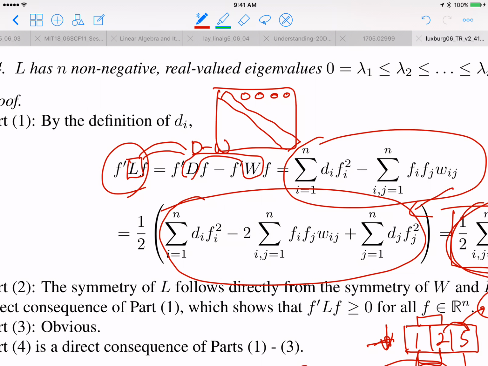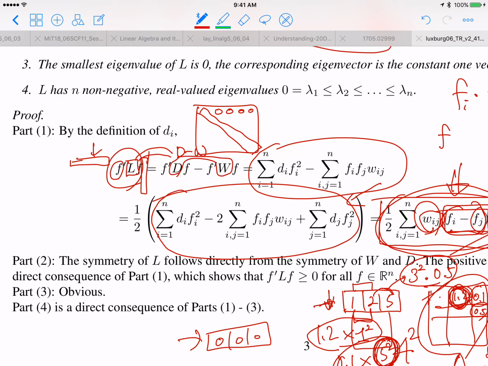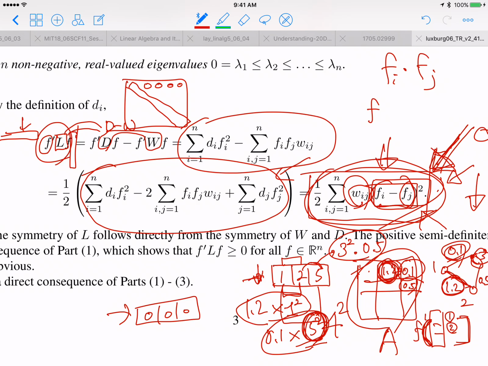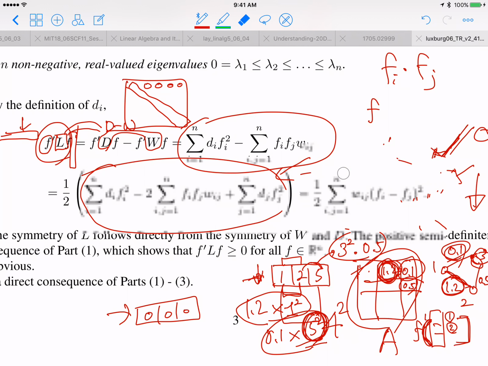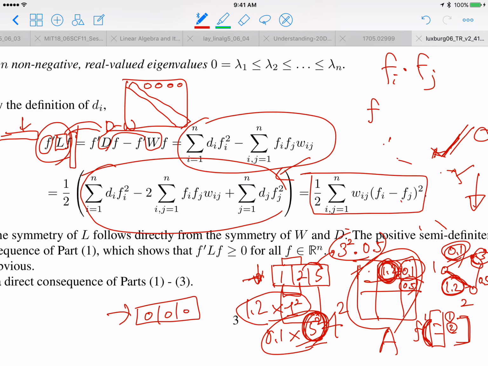D minus W. And then on the left and the right, we multiply by the same vector f, as a row vector on the left and a column vector on the right, and altogether it will produce a scalar value. After some derivation, that scalar value will become this form.